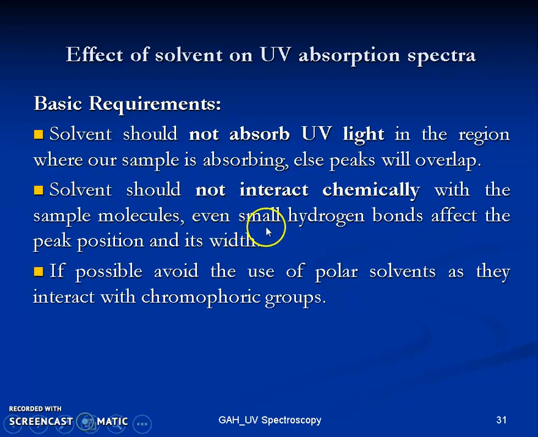Even if there is a small hydrogen bonding, the peak position will be shifted and it gets affected, and the peak will tend to become broader and broader. So basically we don't need any interaction of the solvent, and the solvent itself should not have any UV absorption. And if possible, we tend to avoid the polar solvents as they interact with the chromophoric groups. Most of the chromophoric groups will tend to interact with these polar solvents.